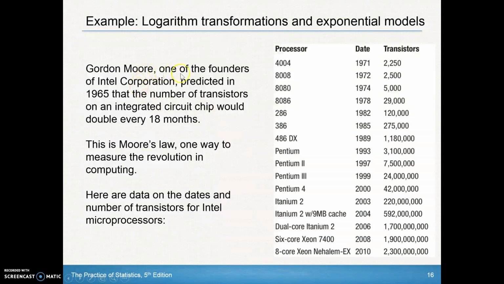So, another problem. Gordon Moore, one of the founders of Intel Corporation, predicted in 1965 that the number of transistors on an integrated circuit chip would double every 18 months. This is Moore's law, one way to measure the revolution in computing. Here are the data on the dates and the number of transistors for Intel microprocessors. So as we can see in the data over here.